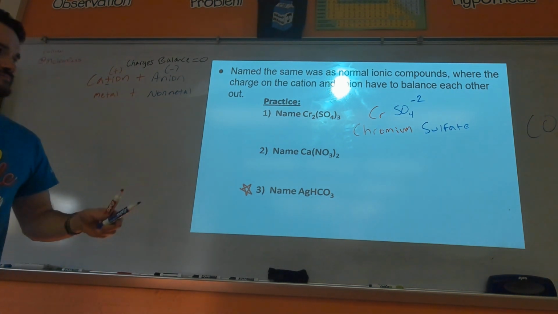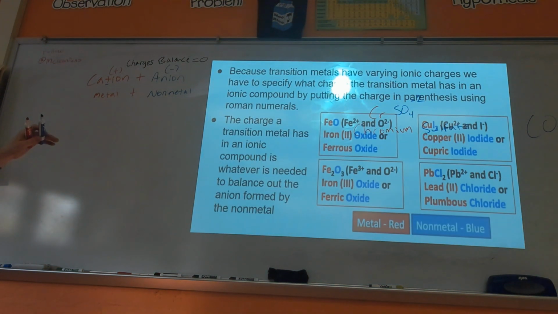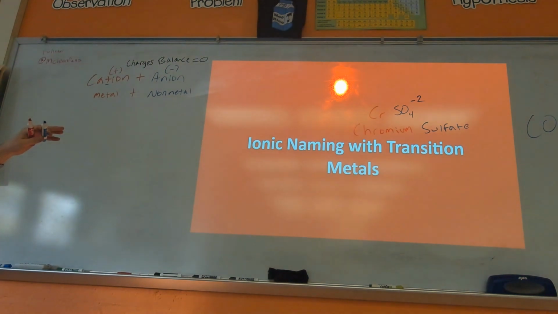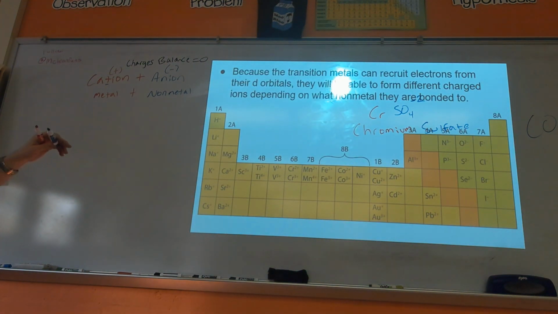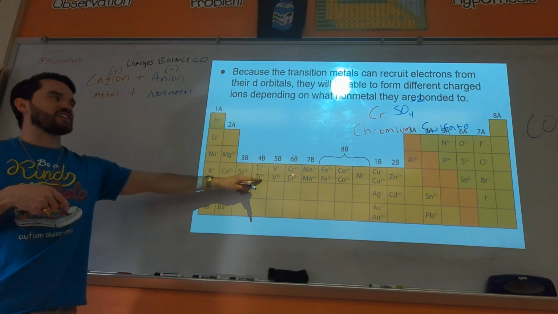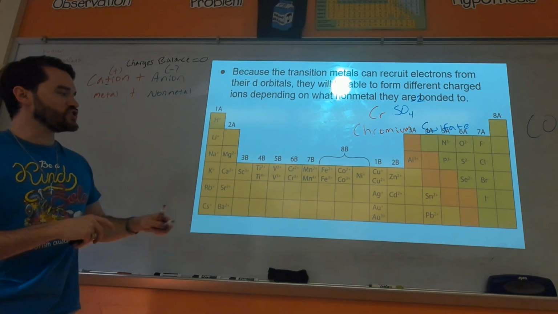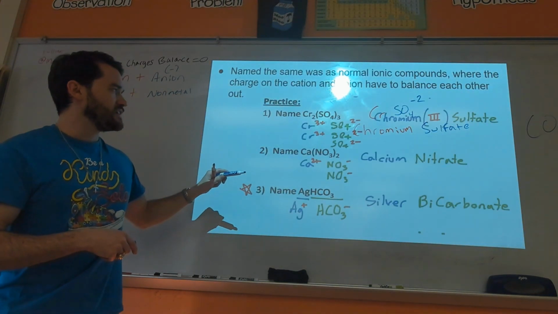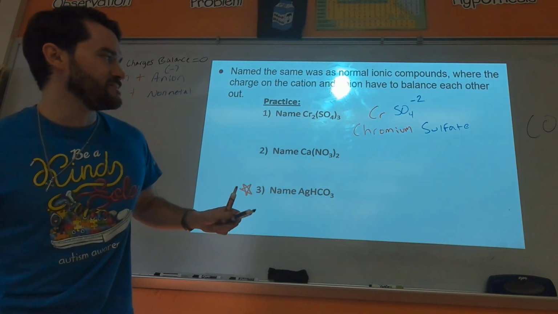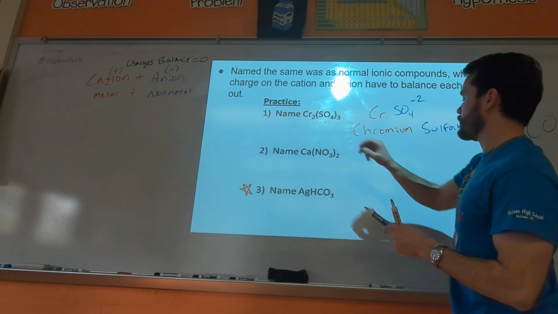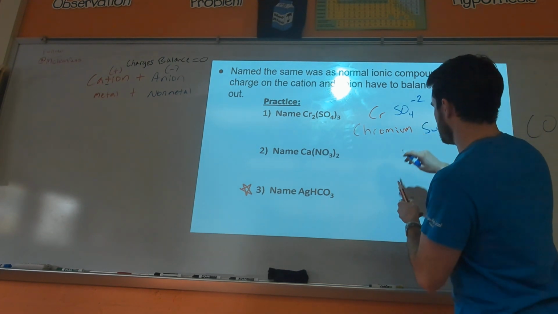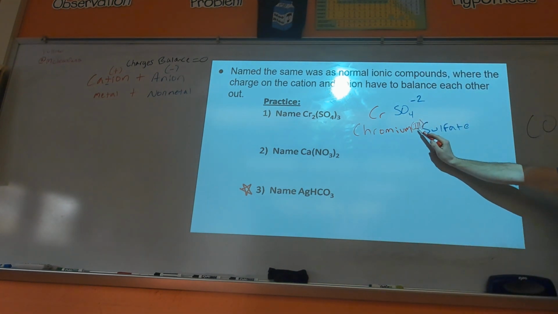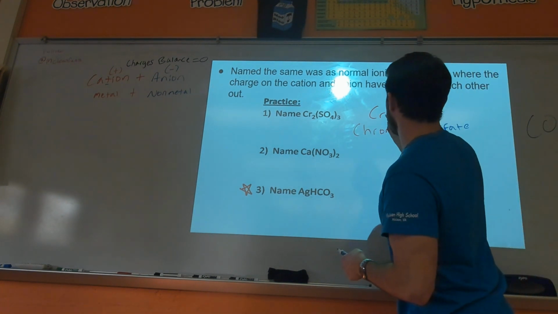So if I go back to this slide here, I technically would have to tell you to choose the one with a +3 charge. We would need to say chromium(III) sulfate. We would need to specify that there would be a +3 charge on this.